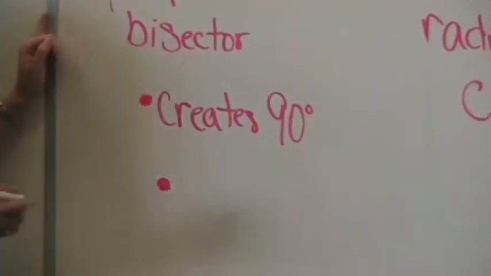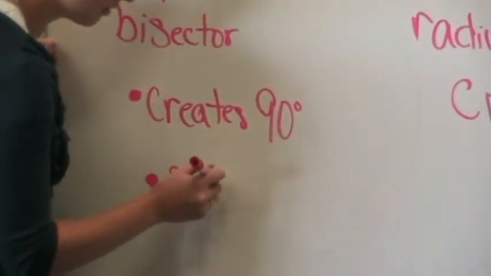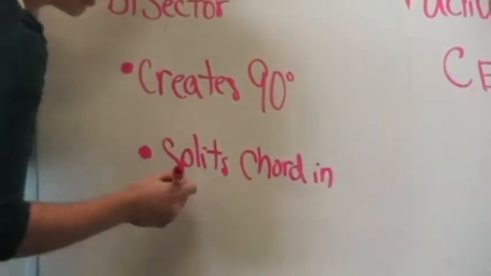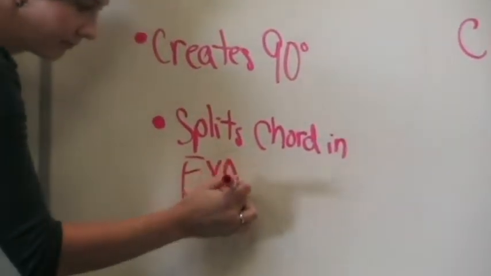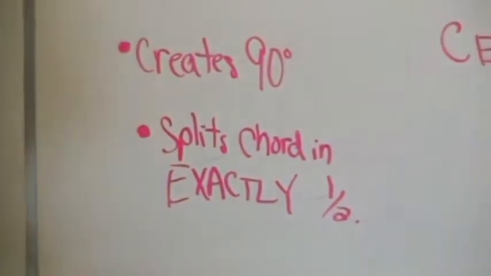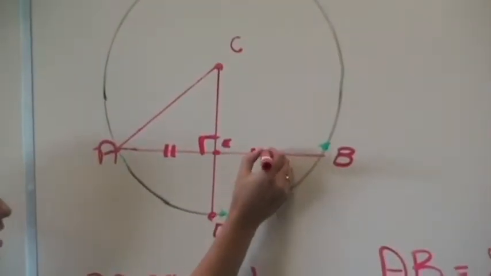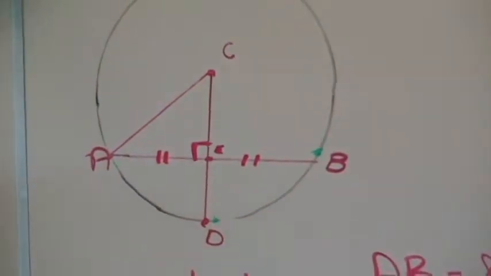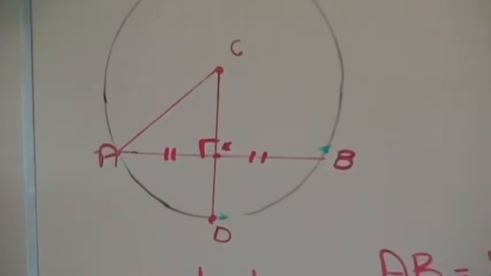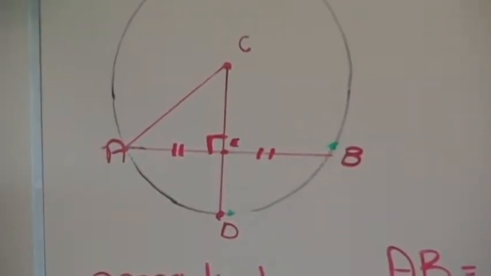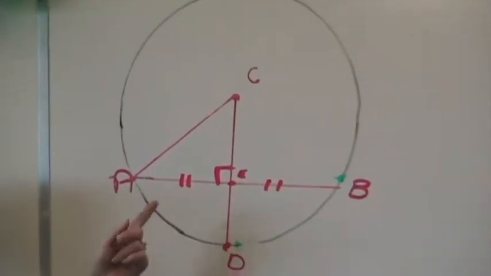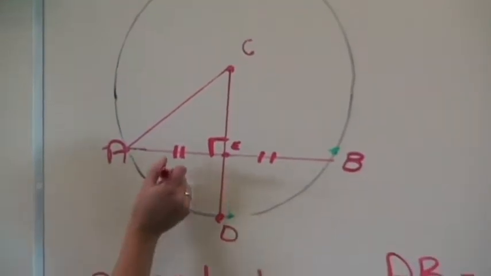What's the other thing that we know? Splits the line in half. Good. Splits the chord in exact half. Okay? We know that AE and EB are the same. Okay? What else do I know? That A and B are 8 centimeters. A to B is 8 centimeters. So what does that mean about AE? They're 4. Does everyone see that?